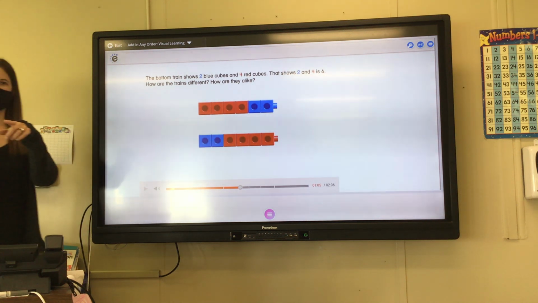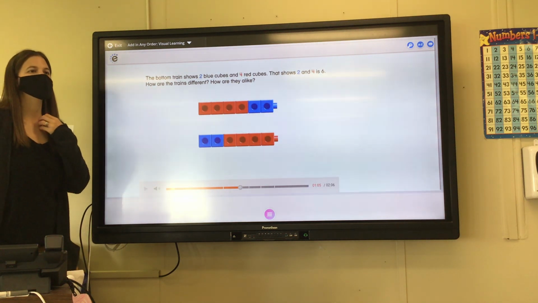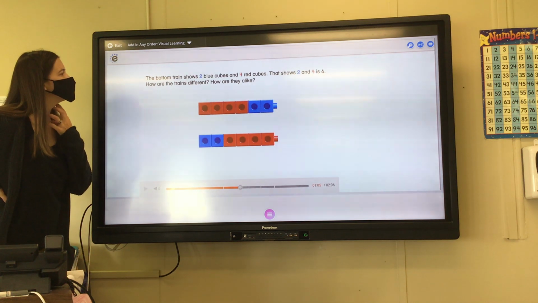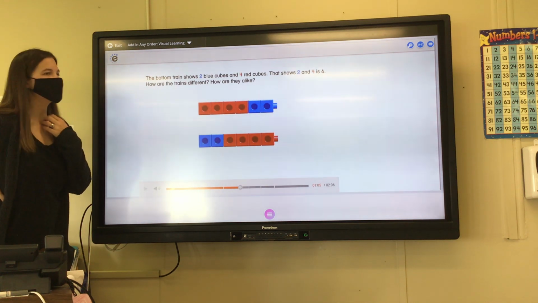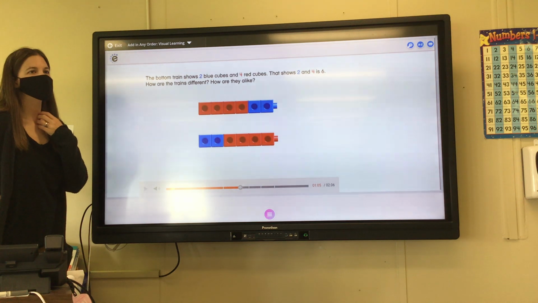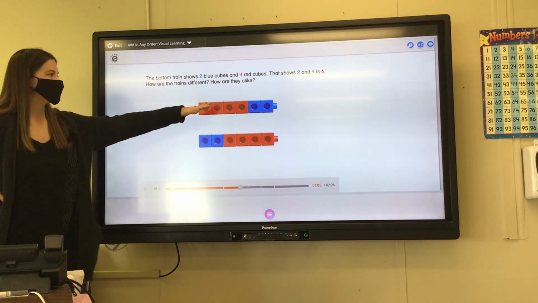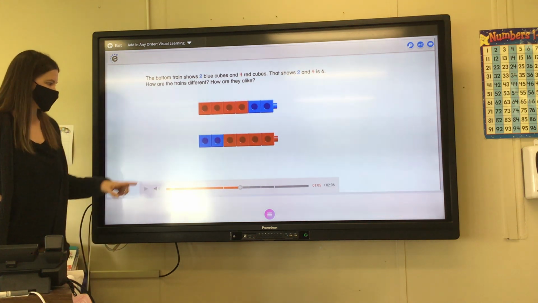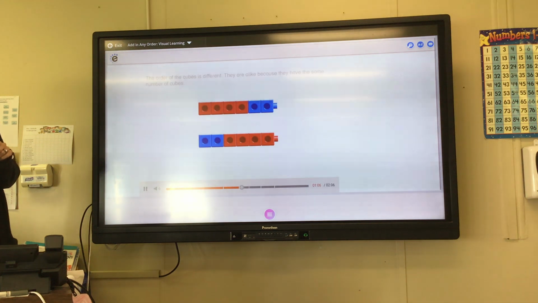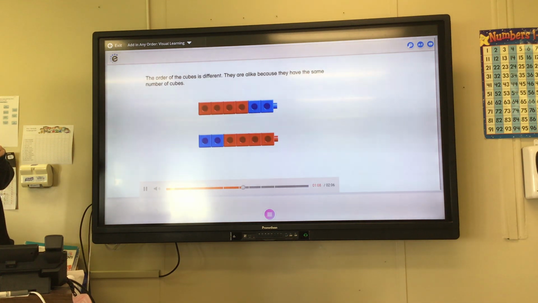Let's see, who hasn't been called on lately? Georgia. They have the same colors, but they're not really in order. Okay, so they have the same colors, right? This has 4 red, this has 4 red, this has 2 blue, this has 2 blue. The order of the cubes is different. They are alike because they have the same number of cubes.